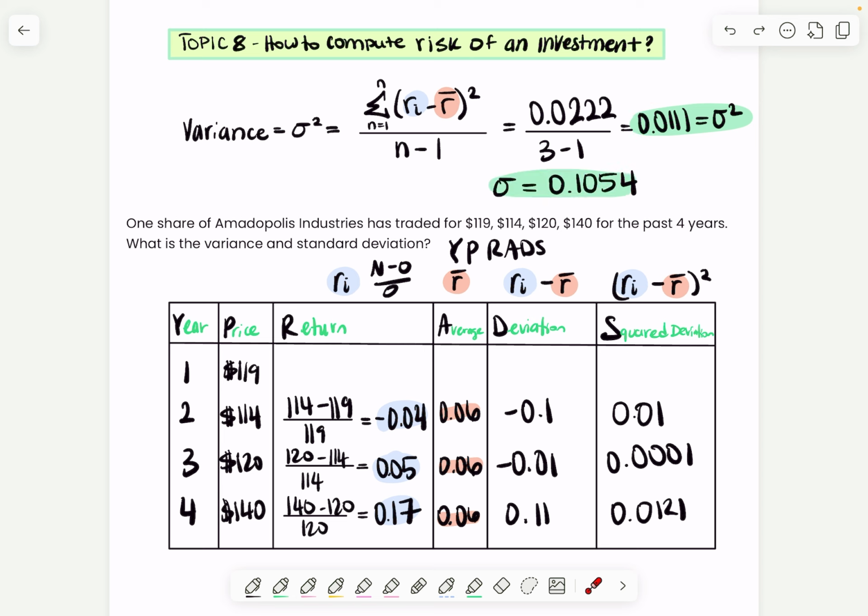Now, if you didn't round at all, because here we rounded to 2 decimal places and so did we over here, and here 4 decimal places, then you would have gotten 0.0109 for your variance, and here you would have gotten 0.1045 for your standard deviation.